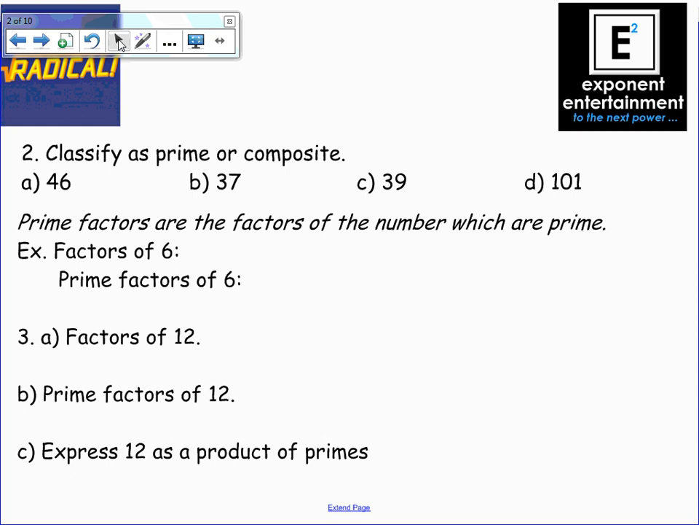101. Is 101 prime or composite? Prime and composite? Is that even possible? You said you blew my mind. Well, don't worry. It's prime. The only things that divide into it are 1 and 101.